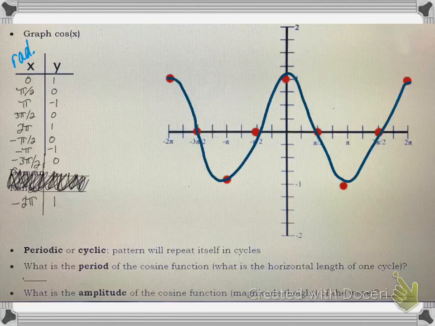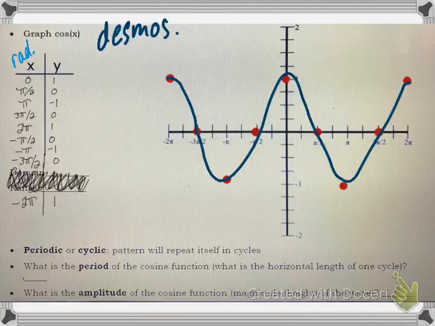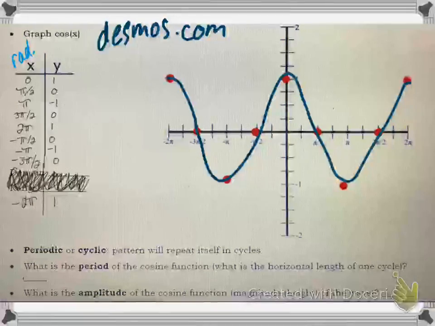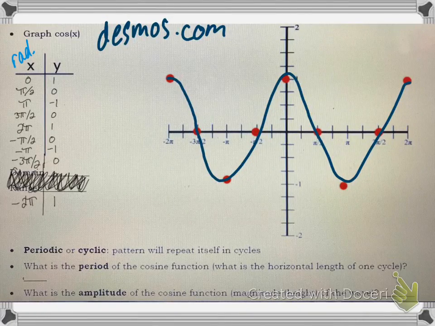go online, find one of the online websites like desmos.com, D-E-S-M-O-S. Let me put that down here. This is a great website that will actually show you an extended picture of the graph. So go ahead and use that. It is a free resource for you guys to check out.